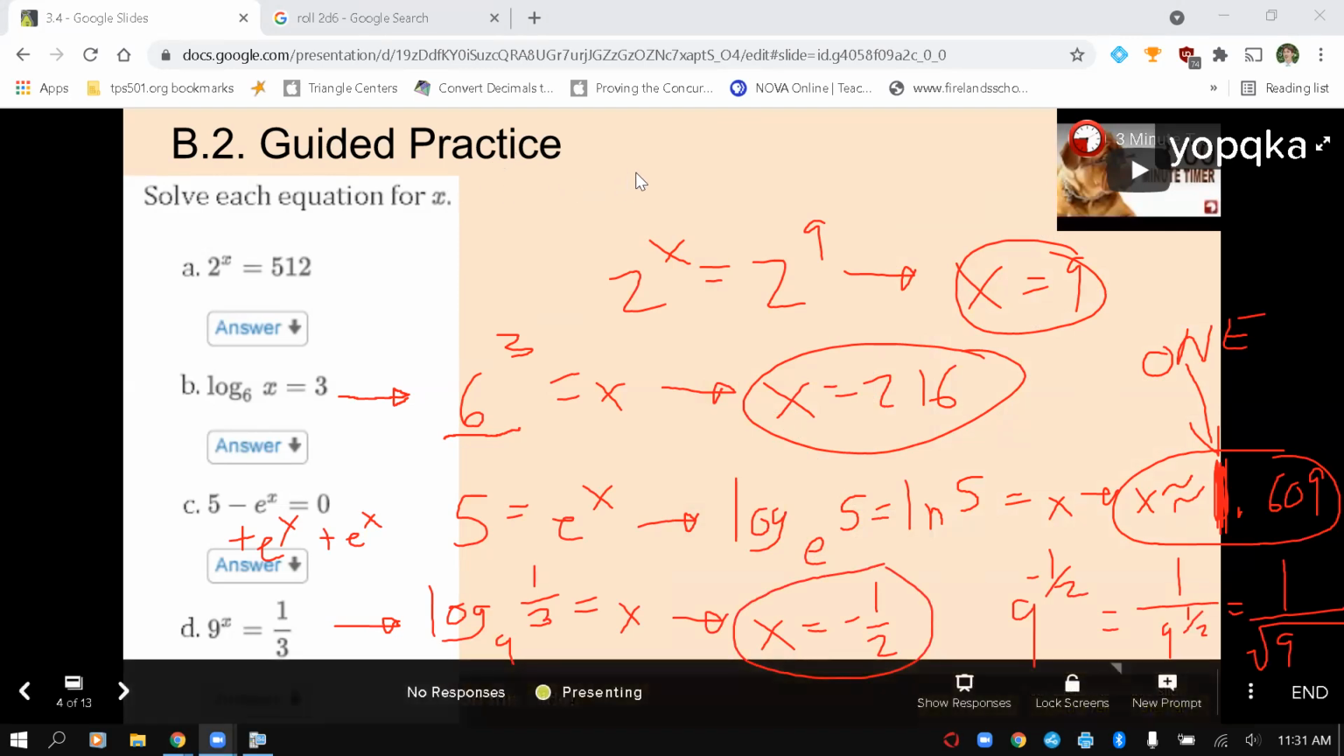Okay, now we're going to do the more complicated stuff. But to be honest, C, I pulled a little trick here. C is a complicated one. And it's not a simple one. The other ones were simple. Close. C says 1.609. That's a 1.